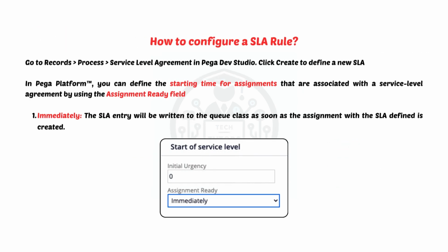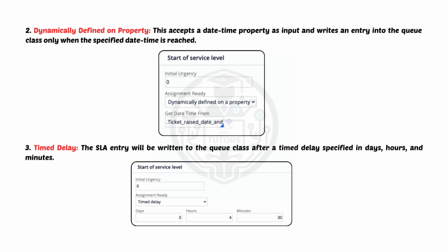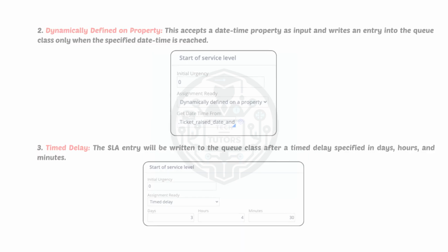To configure this scenario, let's create a service level agreement rule in Pega. Navigate to Records, Process, Service Level Agreement in Dev Studio and click Create to define a new SLA rule. Configure the start time using the Assignment Ready field. When it immediately is chosen, the SLA starts when the task is created. When a timed delay is chosen, the SLA starts after a set delay. When dynamically defined on property is chosen, the SLA starts based on a dynamic datetime property.